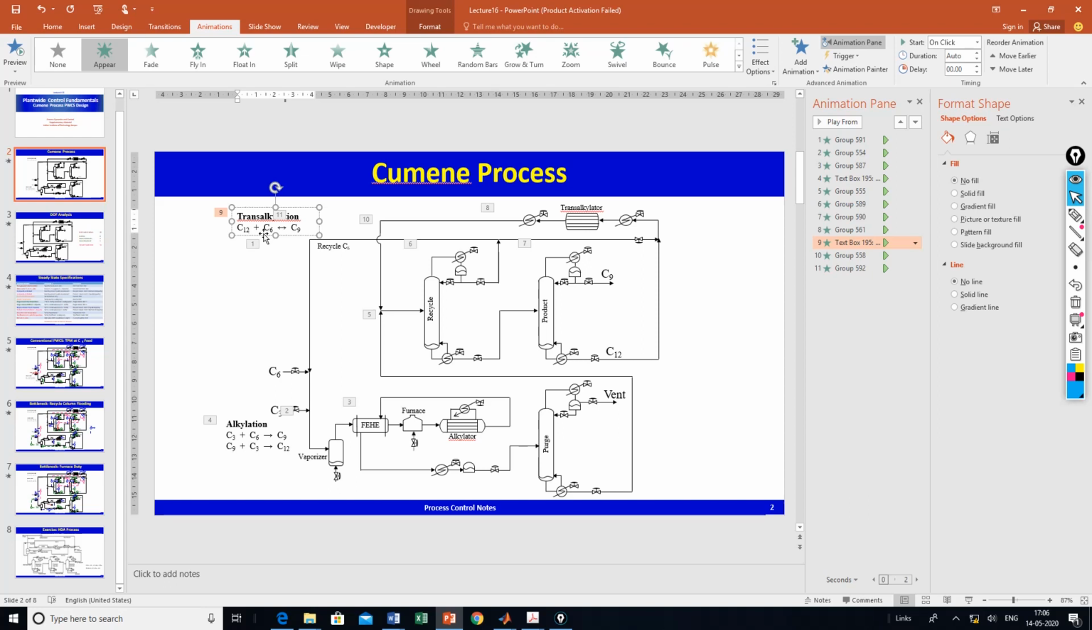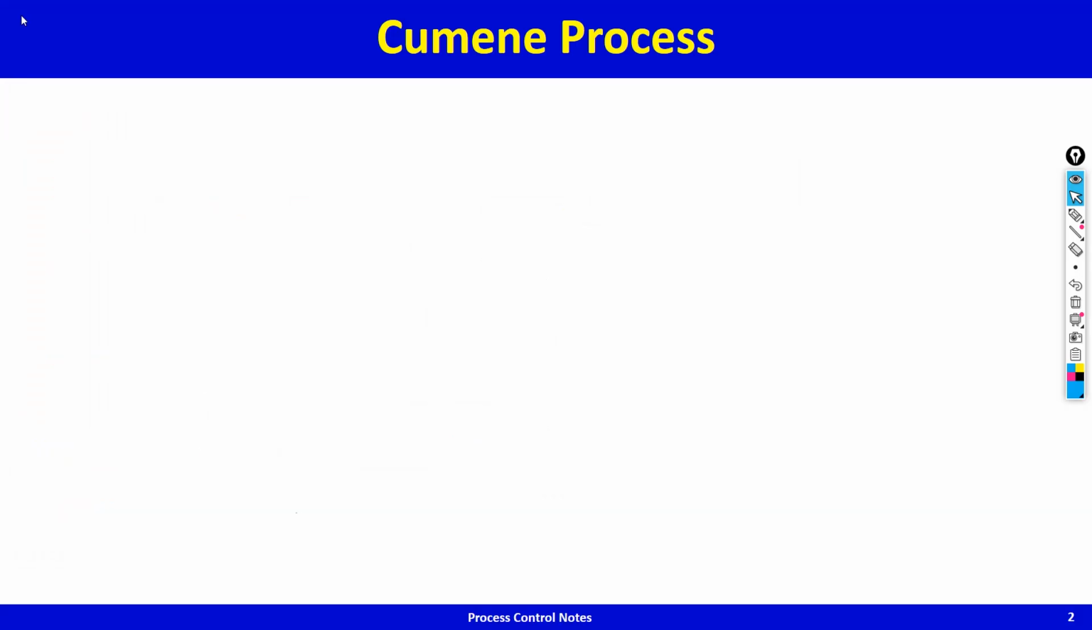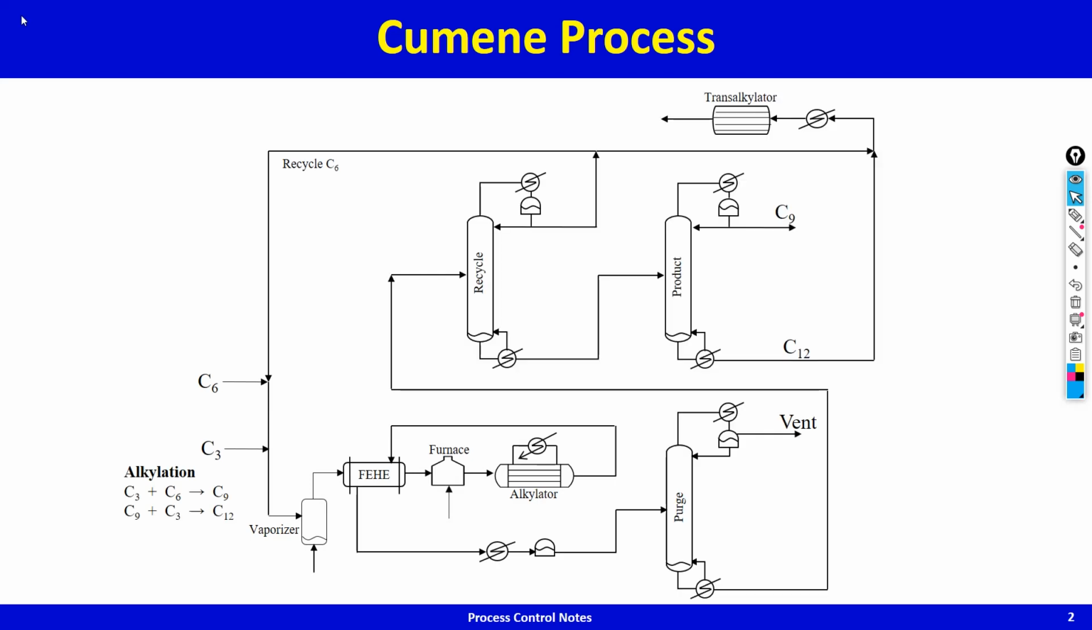C12 reacting with C6 to give 2 molecules of C9. So maybe I should save it. Shift F5, Shift F5. Okay.